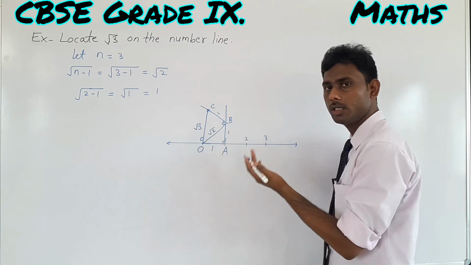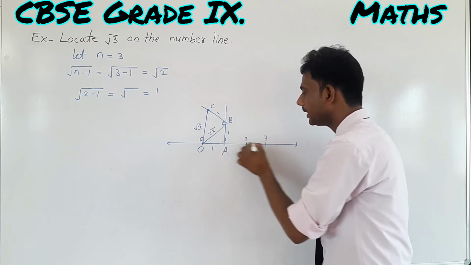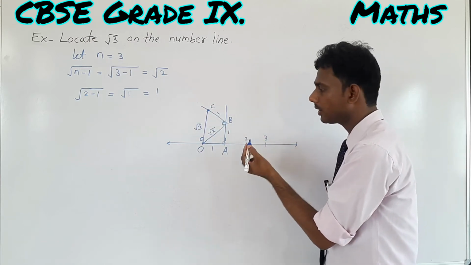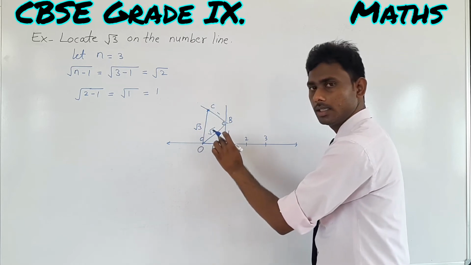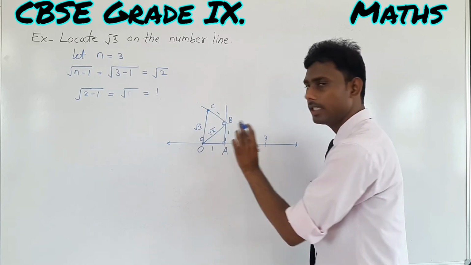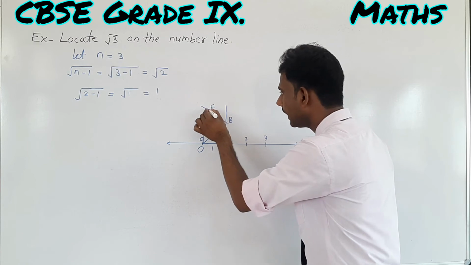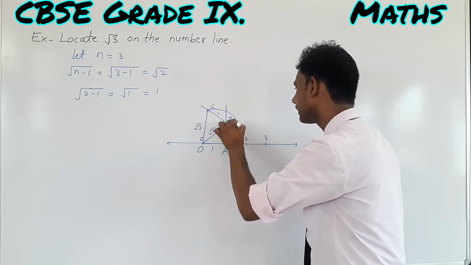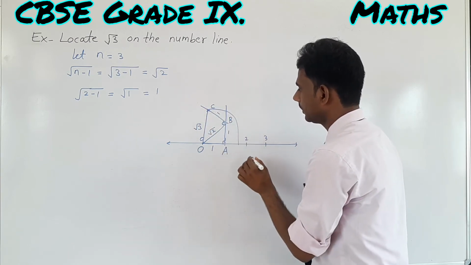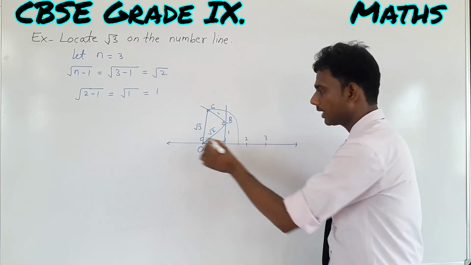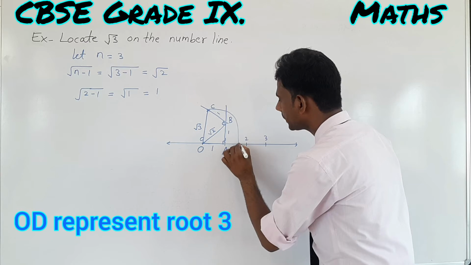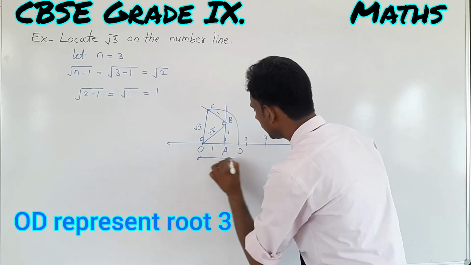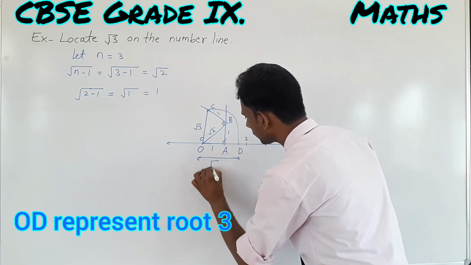But we need to represent this length on the number line. Therefore, with O as center and OC as radius, with the help of a compass, draw an arc which intersects the number line at point T. Now OT represents this length, root 3.